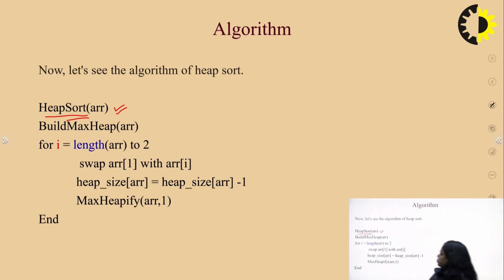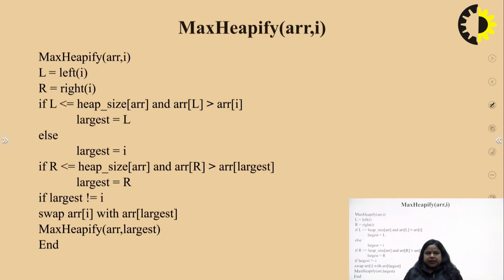Before that, this sorting algorithm works with i going from the length of the array down to 2, in the reverse direction. We have to swap the first element with the ith element, and each time the heap size is decreased by 1. How is it decreased by 1? Because in that algorithm we have to call one function, which is called max heapify. Again, this is the code for max heapify, showing how that code works.